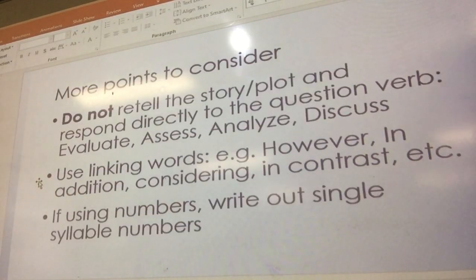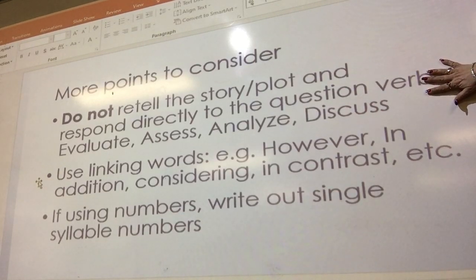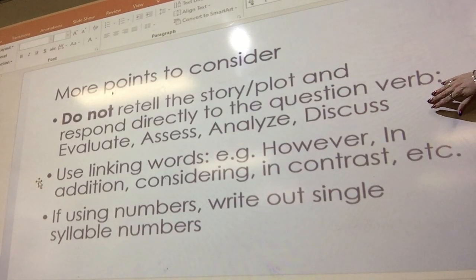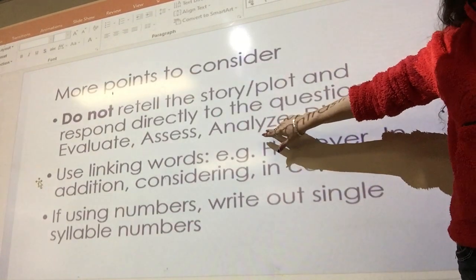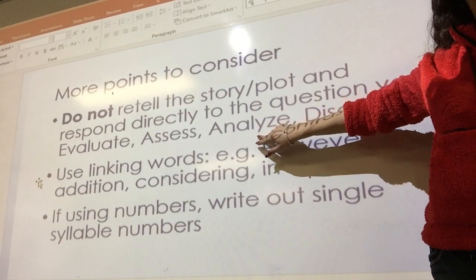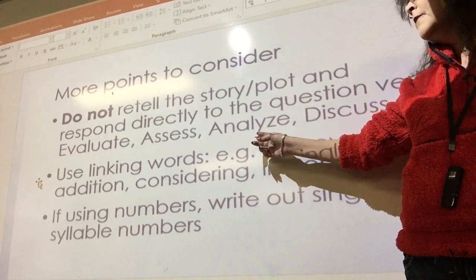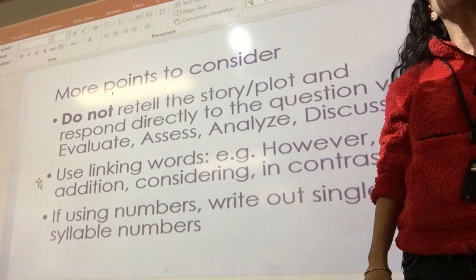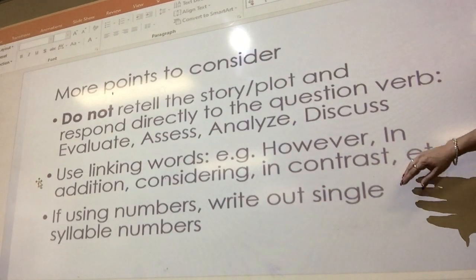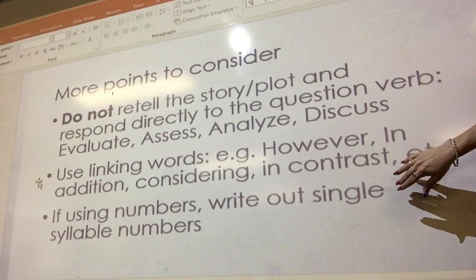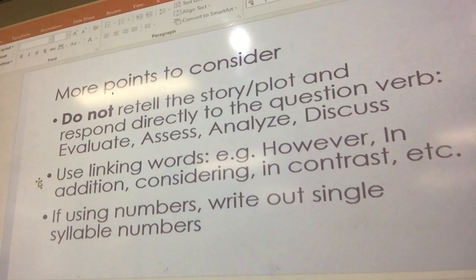Okay. More points to consider. Do not retell the story. Respond to the question verb, which in y'all's case is analyze. You will be analyzing, and y'all have the culminating task tool with the prompt. Use linking words, and you can do this. However, in addition, considering, in contrast, etc., you can use those. If you do use these, make sure you punctuate properly, please.